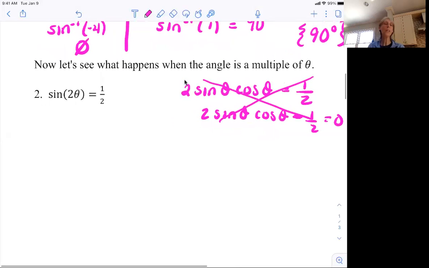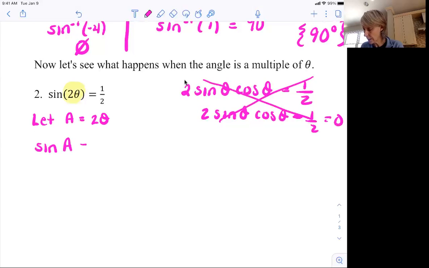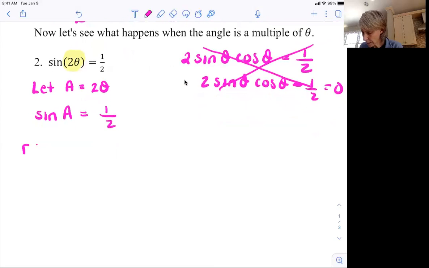So we're going to have to get a little bit creative here. Since we're really solving for an angle, or in this case, a multiple of an angle, we're just going to let A equal 2 theta and rewrite this problem. And now instead of solving for 2 theta, we're just going to solve for A. So our reference angle is going to be the angle whose sine is 1/2. That's not so bad. What angle gives me a sine of 1/2?